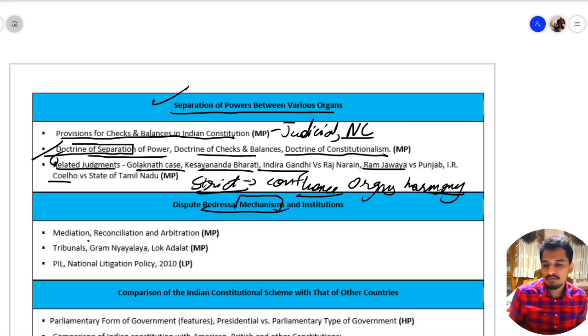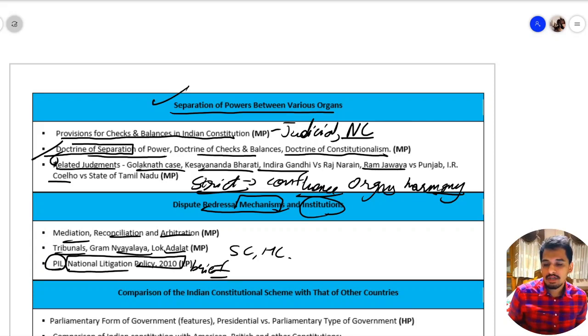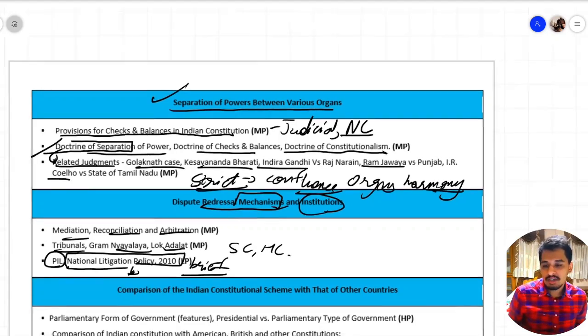Then we have dispute redressal mechanisms. In mechanisms, we have mediation, reconciliation, and arbitration. And in institutions, we have tribunals, Gram Nyayalaya, Lok Adalat, along with the Supreme Court and High Court. Then you should know about PIL, and the National Litigation Policy should be known to you in brief, that is, what it contained, what was its necessity and what were its recommendations.